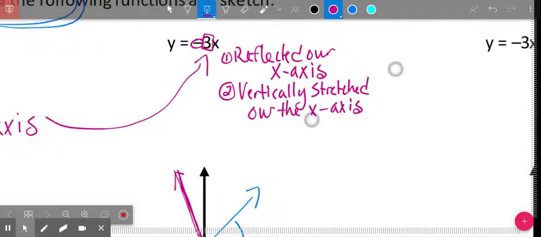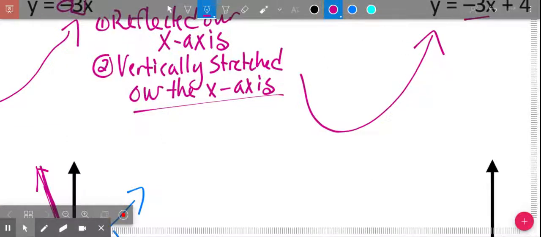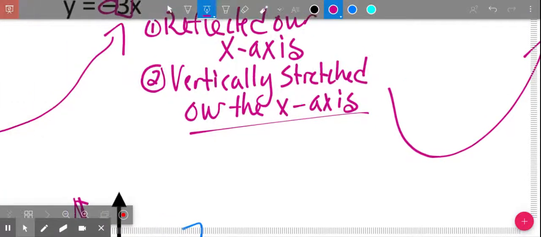So now we're going to look at this new one. We still have the negative 3x, so we know, hey, it's still been reflected over the x-axis. It's still going to be vertically stretched. Wow, I am just reading what I wrote. Guys, go back. I am so sorry. If anybody caught that, thank you.